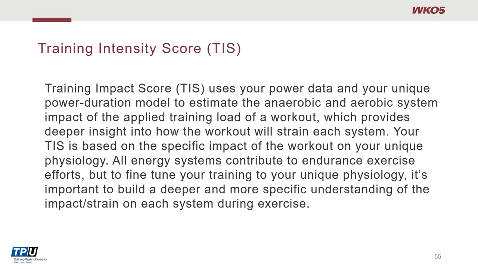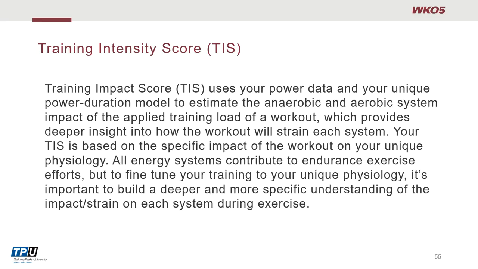Your TIS is based on a specific impact of the workout on your unique physiology, meaning it's unique to you, what you can do. If 5 athletes do the same workout, they'll each get unique scores. Now, they're probably going to be pretty similar to some degree, but it really depends on how that athlete makes energy. Also note, all energy systems contribute to endurance exercise efforts, but to fine-tune your training of your unique physiology, it's important to build a deeper and a more specific understanding of the impact strain on each system during exercise.